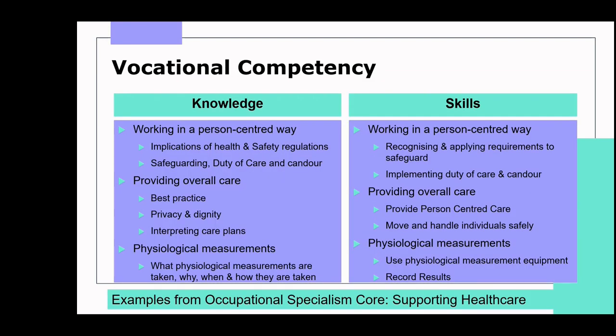Now moving on to vocational competency, specifically the knowledge and skills. The specification helps us out here by splitting the content into knowledge and skills. So with regards to our formative assessment, we need to know what to assess, and we can obtain these from the specification. So here's an example from the Occupational Specialism core, the supporting healthcare core.